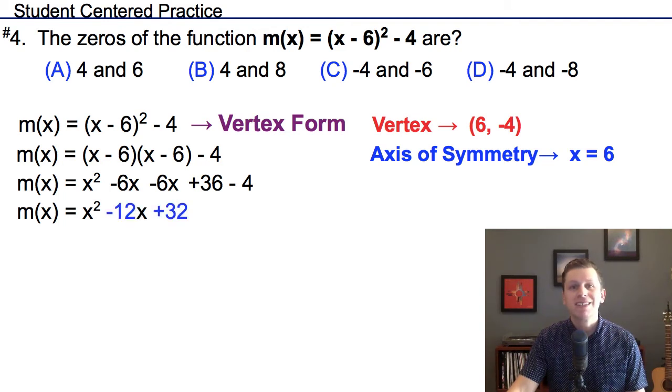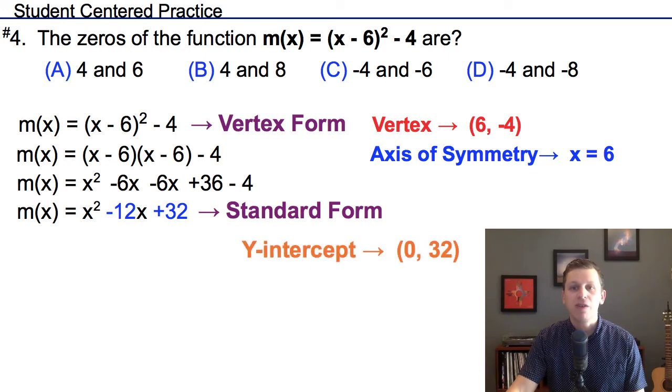Now we've just written this in standard form. In standard form, we still don't know what the zeros or the roots are, but we do know what the y-intercept is. The y-intercept always has the coordinate 0, c, where c is the constant from when it's written in standard form. So the y-intercept here is the coordinate 0, 32.